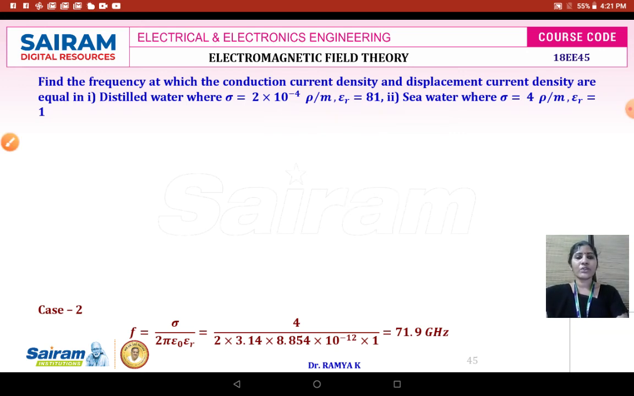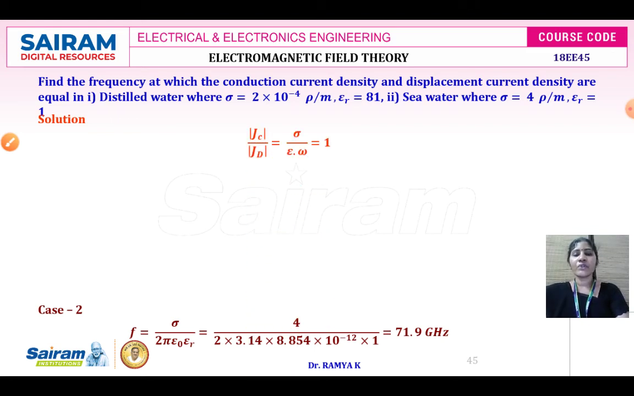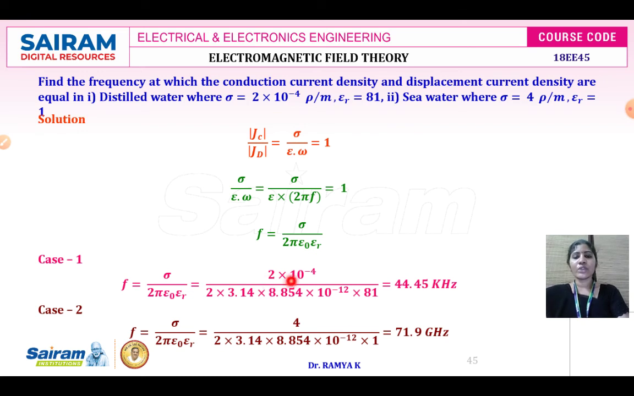For the first case, distilled water, the value of f can be identified as sigma divided by 2 pi epsilon naught into epsilon r. What is the value of the conductivity given? 2 into 10 to the power of minus 4. So 2 into 10 to the power of minus 4 divided by 2 pi epsilon naught epsilon r. At this particular frequency, for distilled water, your conduction current density is equal to your displacement current density. In the same way, for seawater also we should identify the frequency where the displacement current density and the conduction current density are equal.